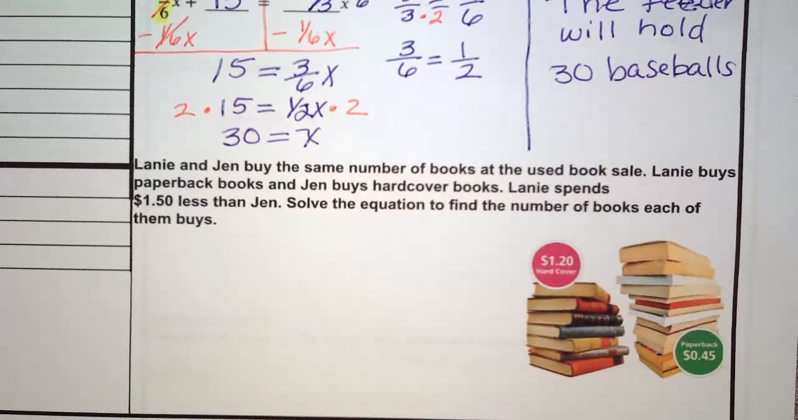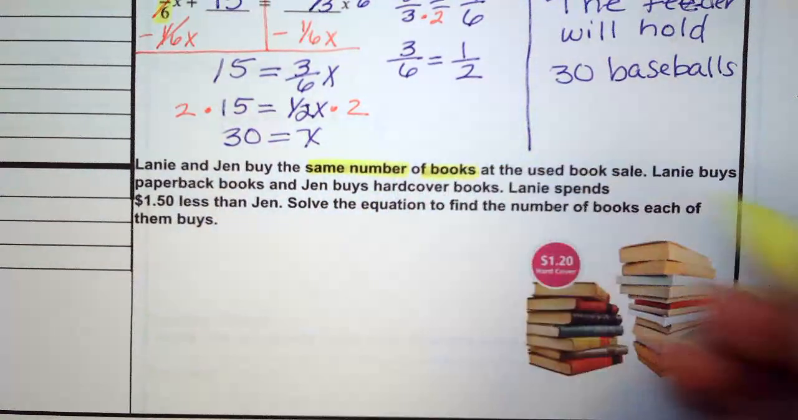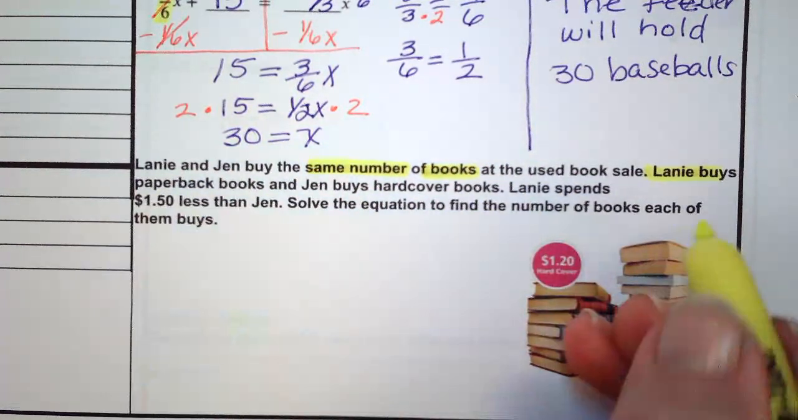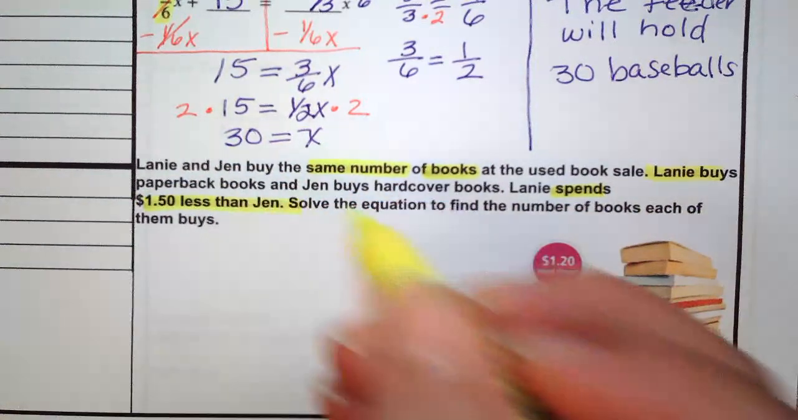Okay, Lainey and Jen buy the same number of books at a used bookstore. Lainey buys paperback books and Jen buys hardcover books. Lainey spends $1.50 less than Jen. Solve the equation to find the number of books that each of them buys. So, we've got to decide what is our variable. They buy the same number of books. Lainey buys paperbacks and she spends $1.50 less than Jen.